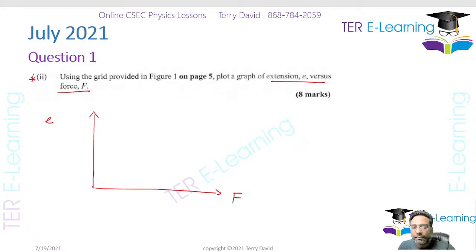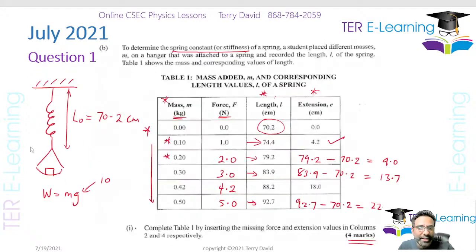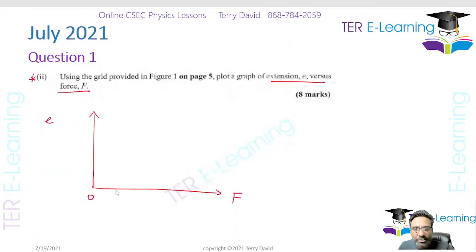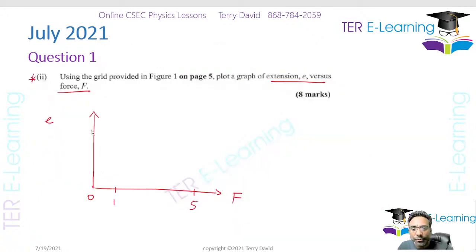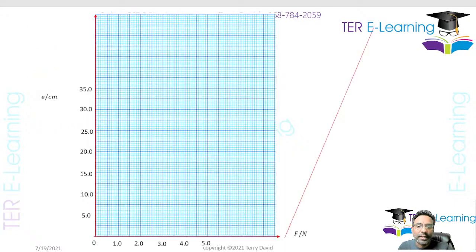Now, look at the values that we have. We have force going from 1 to 5, right? So your smallest value here is 1 and your largest value is 5. So whatever scale we choose, it must cater for that. Then if we look at the extension, you're going from 0 and your largest extension is this fella here, which is 22.5. So whatever you do, you need to make sure that we can fit 22.5 centimeters on your graph, right? So I've drawn in the axes for you guys here.